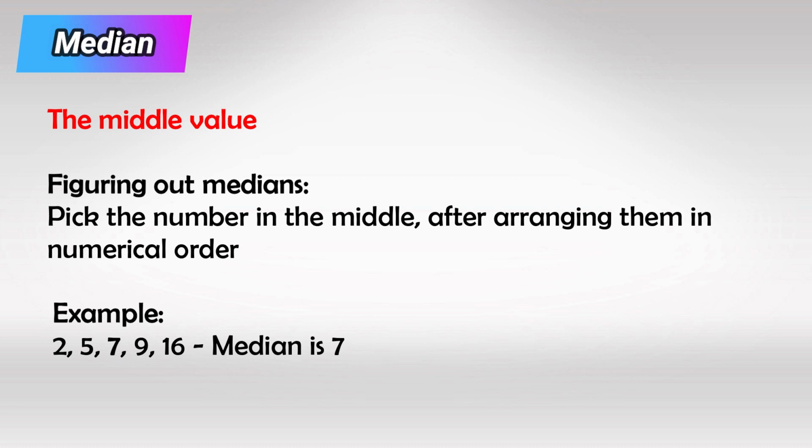If we have even numbers, however, the median is the average of the middle two numbers. So in this example, we have 6 entries and the average of the middle two numbers is 7. So the median is 7.